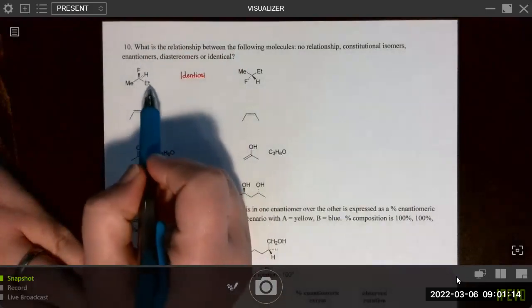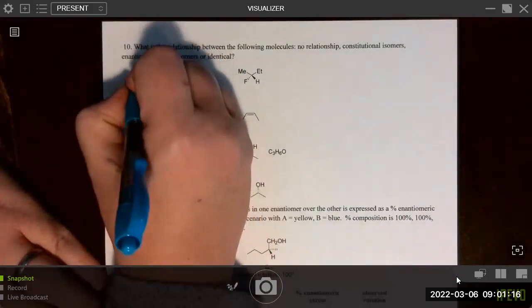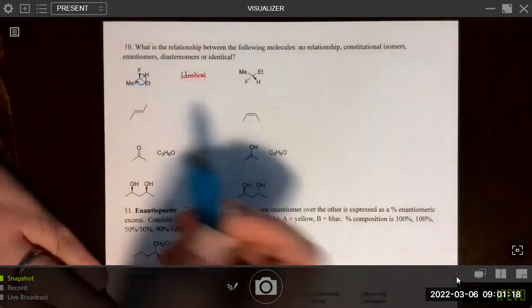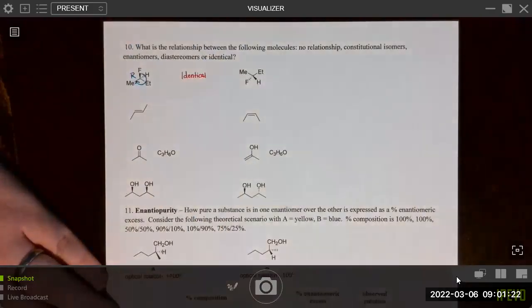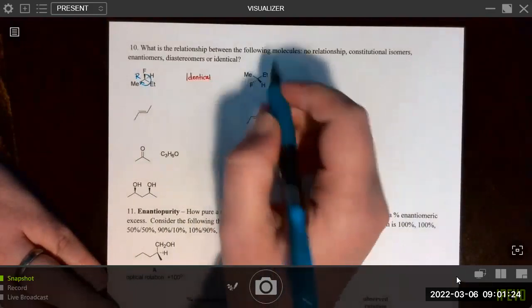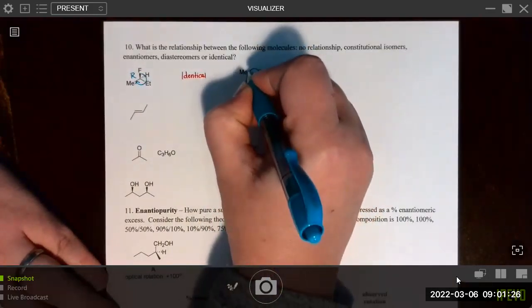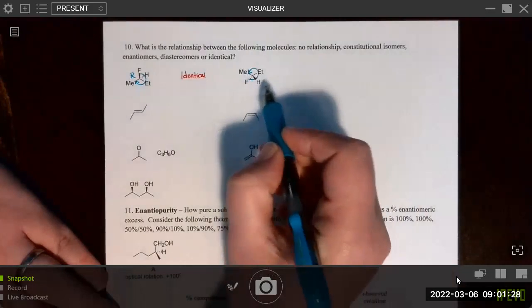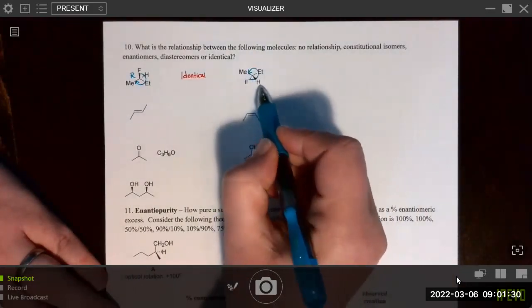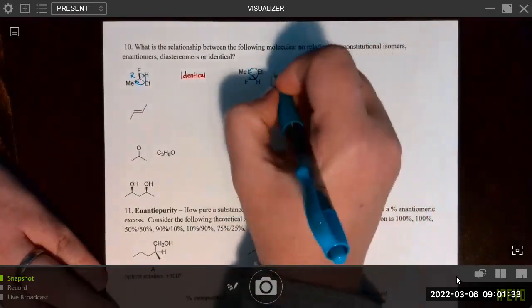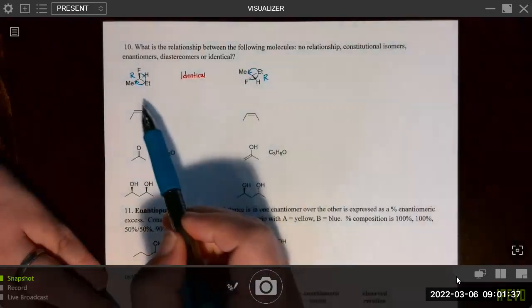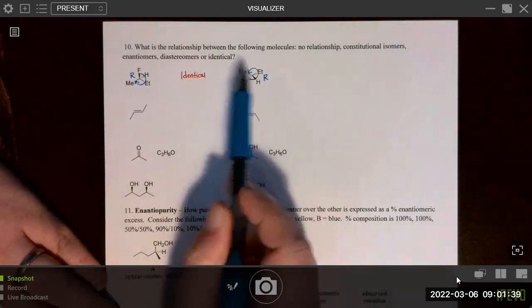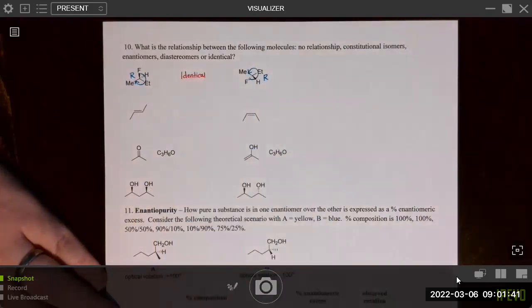So I've got fluorine, ethyl, methyl as my priority, 1 to 2 to 3. Clockwise with the hydrogen pointing back is R. We can do the same over here, fluorine, ethyl, methyl, so 1 to 2 to 3. This is counterclockwise, but our hydrogen is coming out at us, so it's really clockwise in the right orientation and also R. So same groups, same configuration, they are identical.